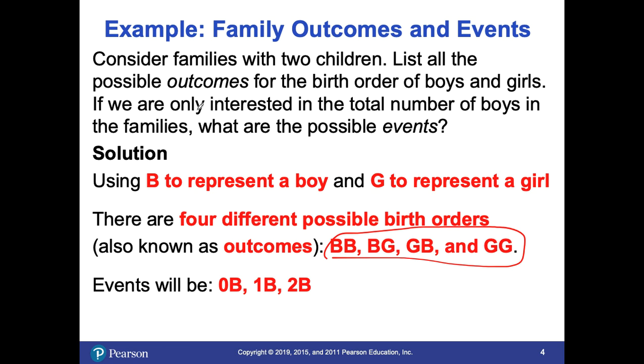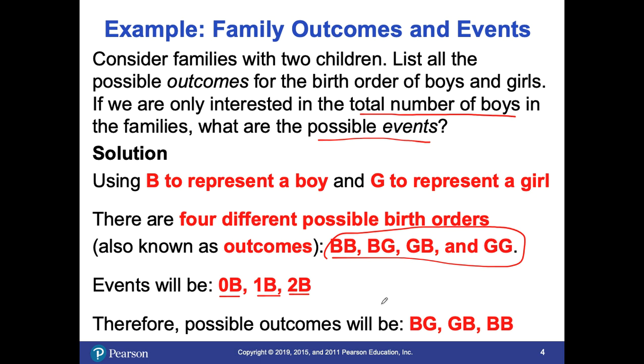Now, here's the question though. The question says, if we're only interested in the total number of boys, what are the possible events? Well, the events will be a family with 0 boys, a family with 1 boy, and a family with 2 boys. Those are the three events if we're only interested in the number of boys. Therefore, the possible outcomes when you're only dealing with boys are going to be boy, girl, boy, or boy, boy. Notice how the girl scenario is excluded only because of the question asked.